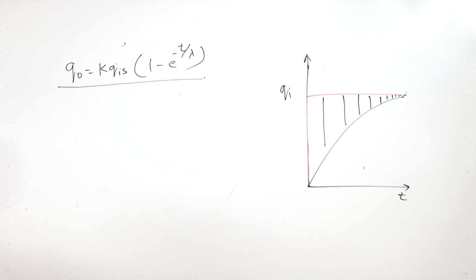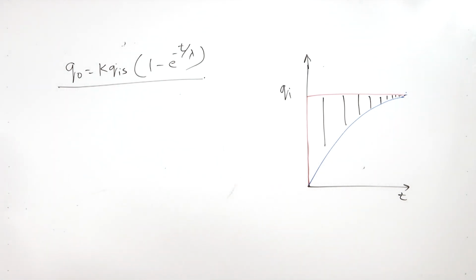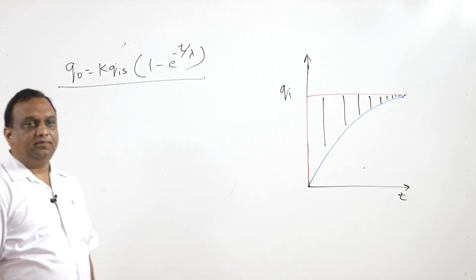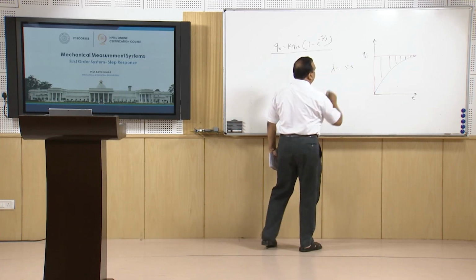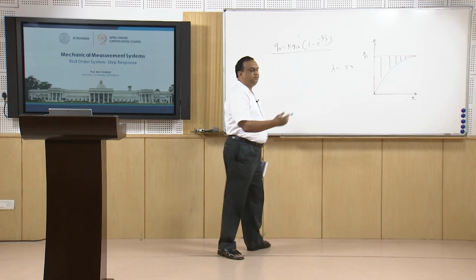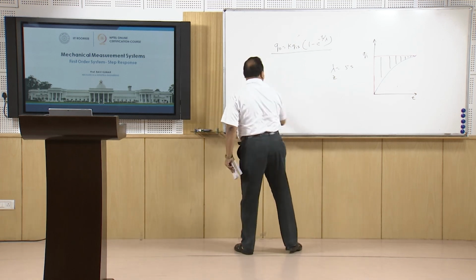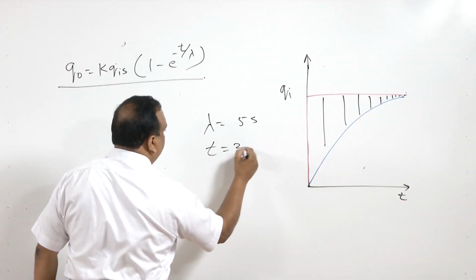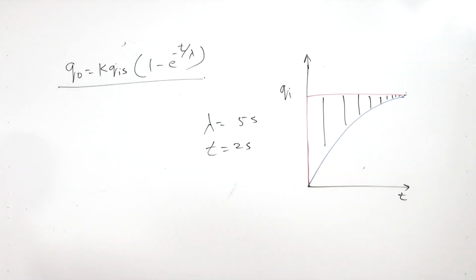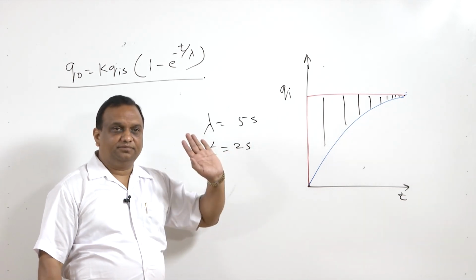Okay. Now, the value of t can be less than lambda also. In that case, some error will be there in the measurement. For example, lambda is 5 seconds and we make the measurement after 2 seconds, so t is 2 seconds. So definitely we will find that there is a significant error in the measurement.